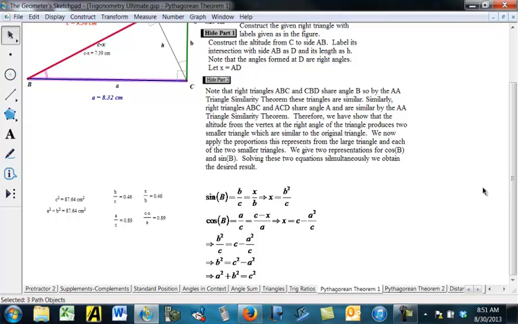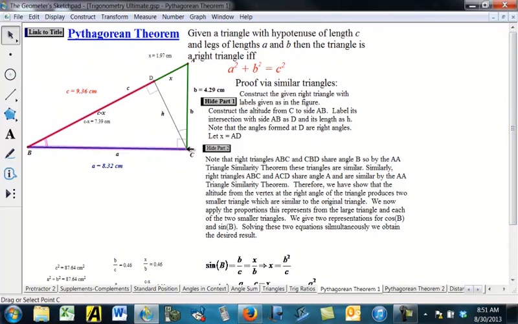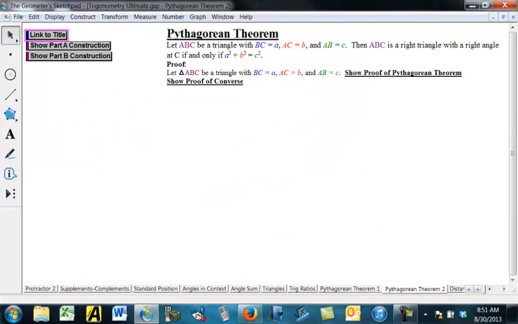So there is a nice little proof, and it uses the fact that if you draw a perpendicular from the right angle vertex to the hypotenuse, you get 3 triangles out of this whole thing that are similar. Now I'm going to show you another proof that I think you may like actually a little bit better.